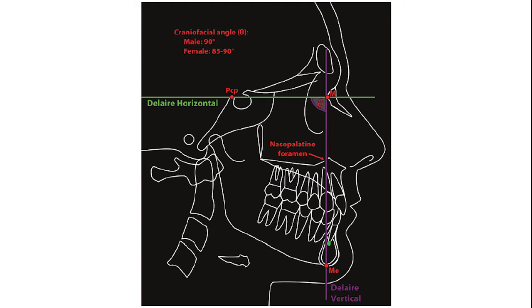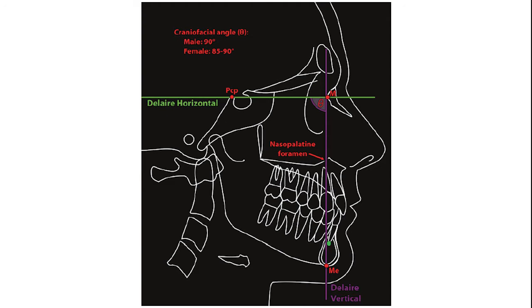In an ideal face, the Delaire vertical line runs through the nasopalatine foramen, which determines the sagittal position of the maxilla, and the root of the maxillary canine at the junction of the apical and middle thirds, which indicates the sagittal position of the maxillary dentoalveolus. The apex of the mandibular incisors indicates the sagittal position of the mandibular dentoalveolus, and finally the menton determines the sagittal position of the mandible.